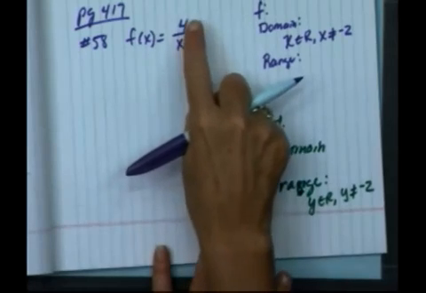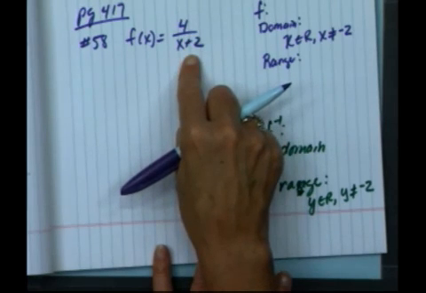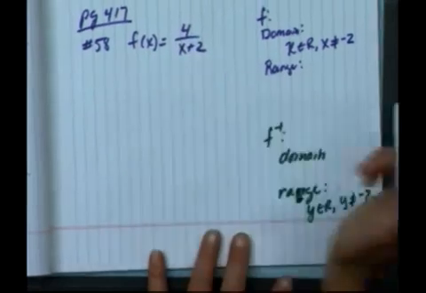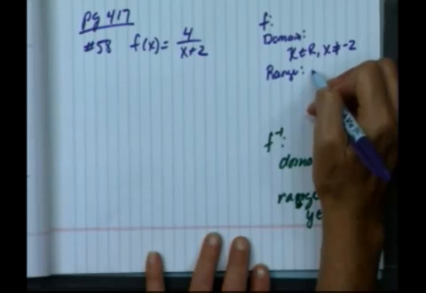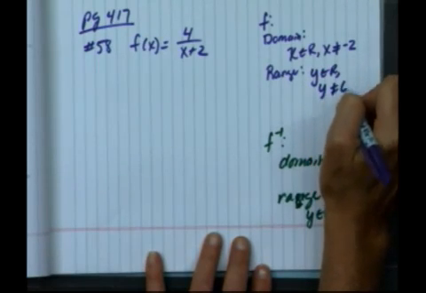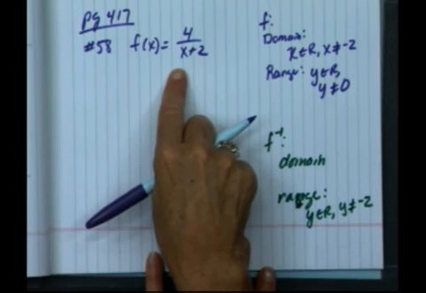And if you think about it, 4 over a number can never be equal to 0. So this function can have a y value, everything except for 0. So the range here is y is all real numbers, but y will never be equal to 0. 4 over a number could never be 0.